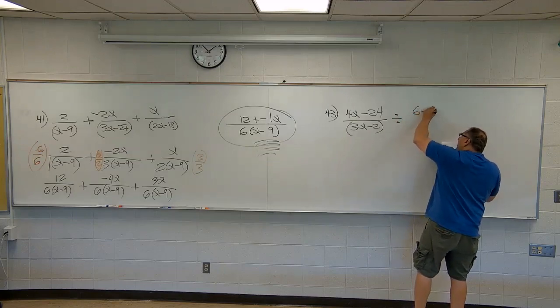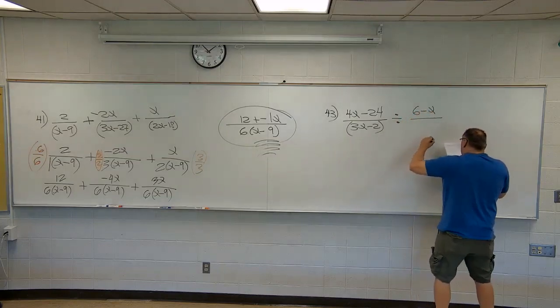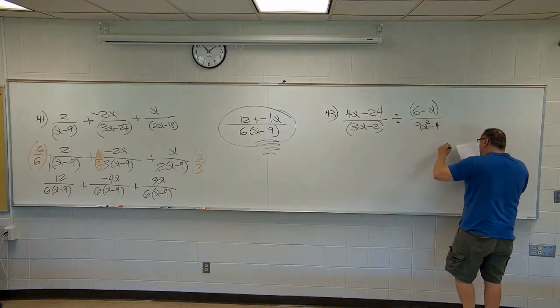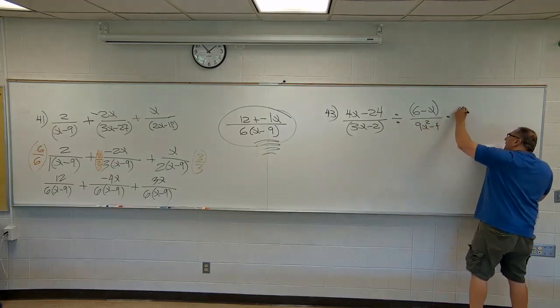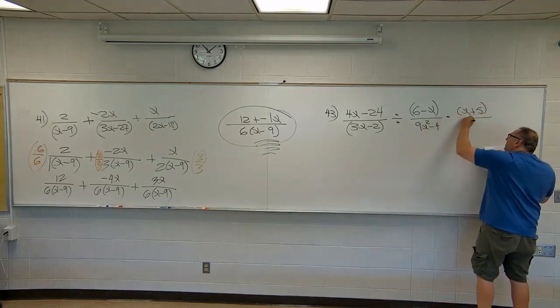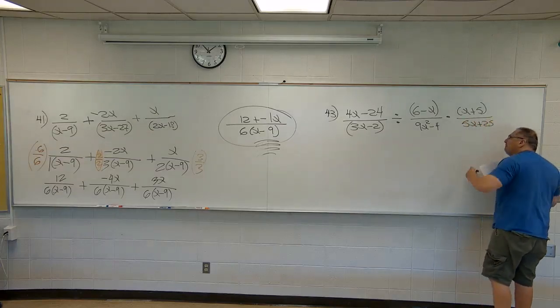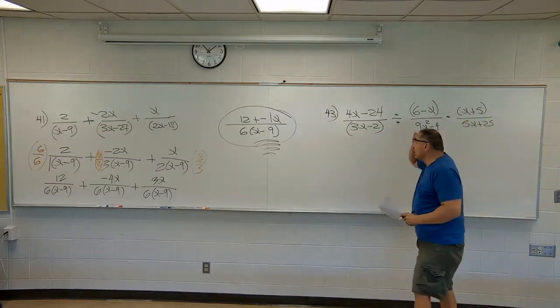This is 6 minus x. Probably leave it like that. This is 9x squared minus 4. This is x plus 5. I'll put that in, I can't really break that up. The 5x plus 25 I can break up.